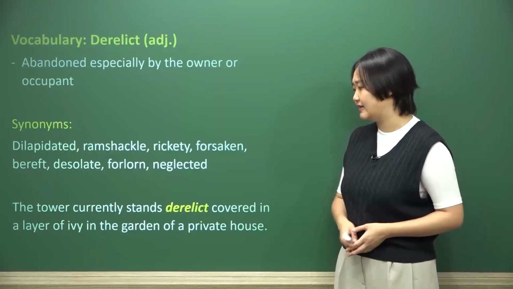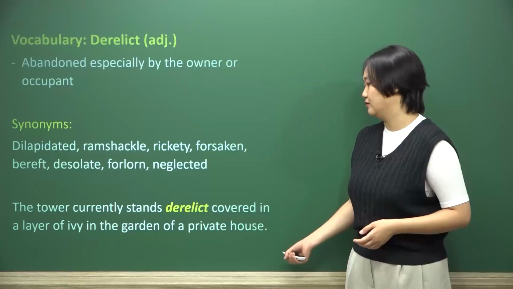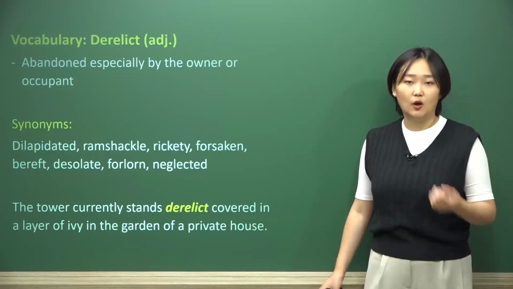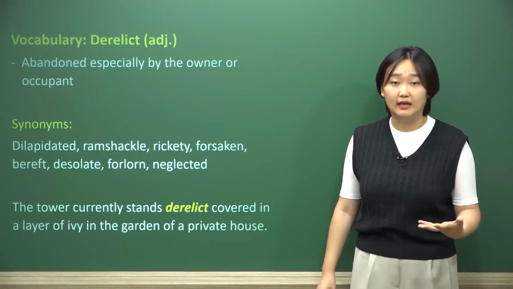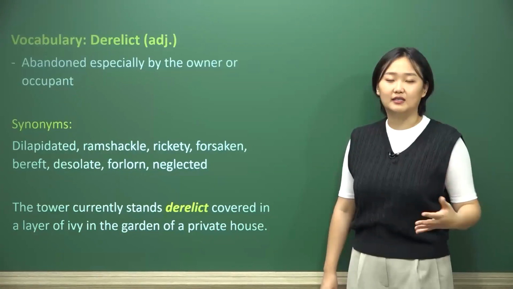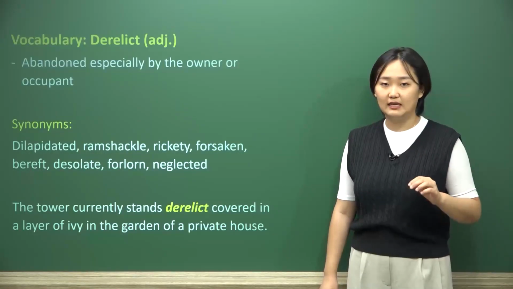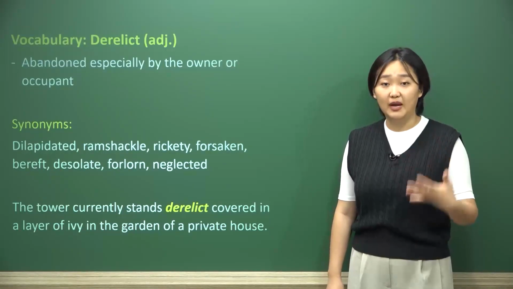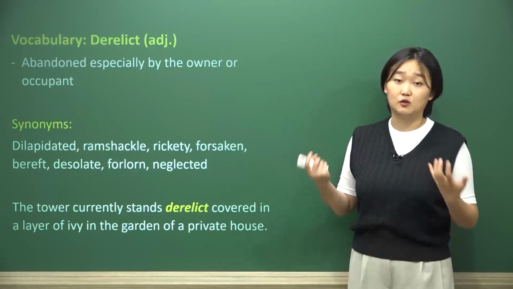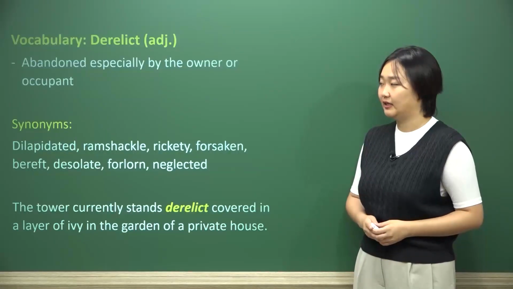The tower currently stands derelict, covered in a layer of ivy in the garden of a private house. And so the tower was once owned by somebody, it was once taken care of by somebody, but now it is standing derelict. It is abandoned. The owner no longer owns it. They have left the property. No one's taking care of it. And so it is now abandoned. It looks dilapidated. It looks worn. It looks like it's going to crumble one day. And that's how we can see the word derelict being used here.